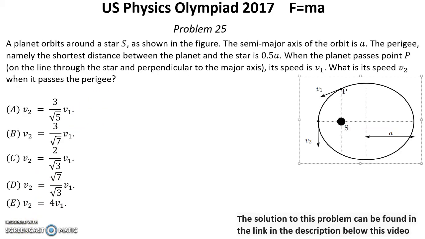Problem number 25. A planet orbits around a star S as shown in the figure. The semi-major axis of the orbit is A. The perigee, namely the shortest distance between the planet and the star, is 0.5 A. When the planet passes point P on the line through the star and perpendicular to the major axis, its speed is v1. What is the speed v2 when it passes the perigee? Solution for problem 25.